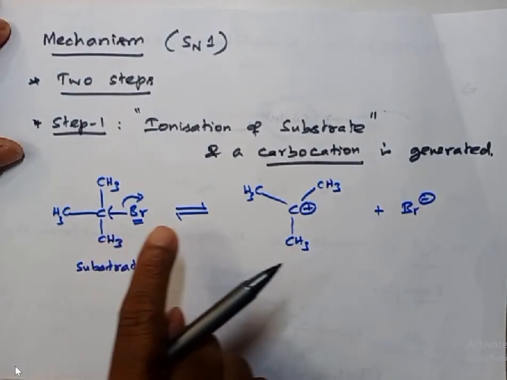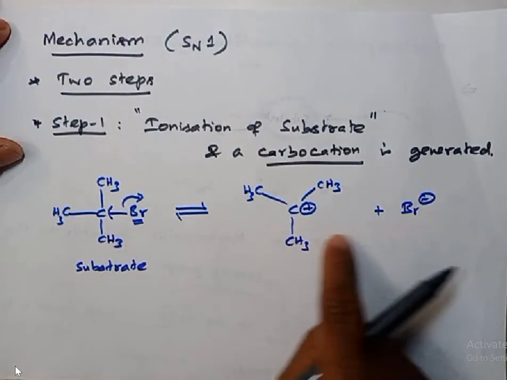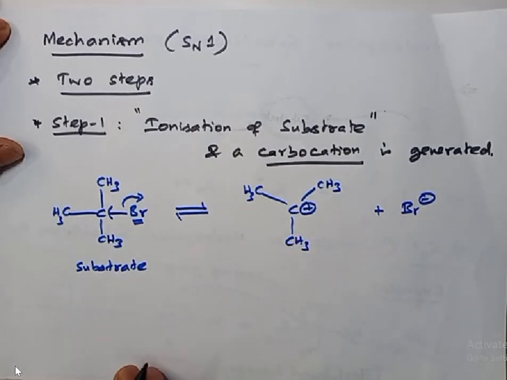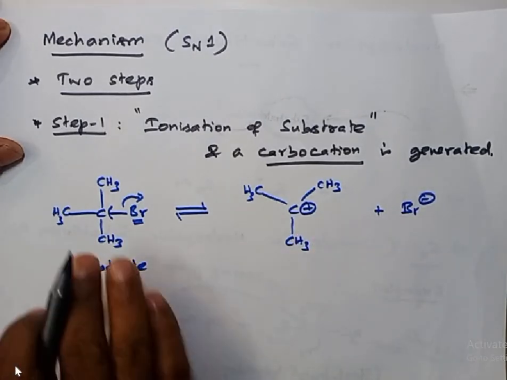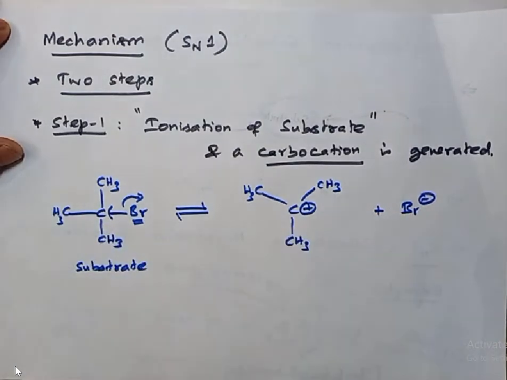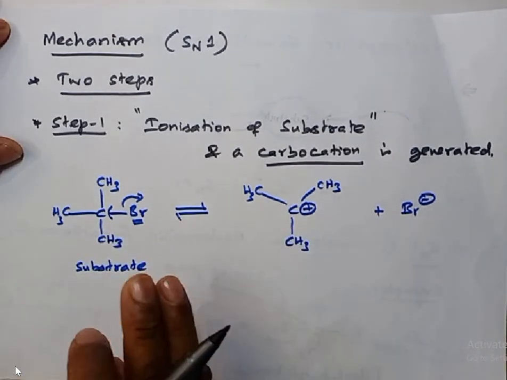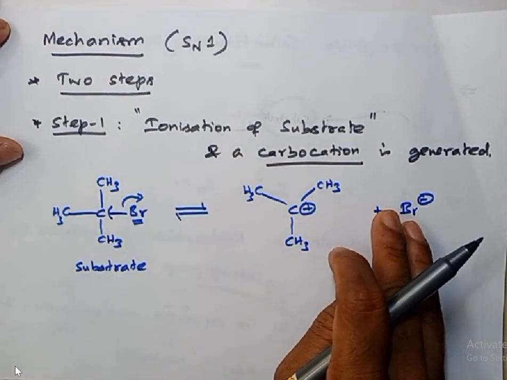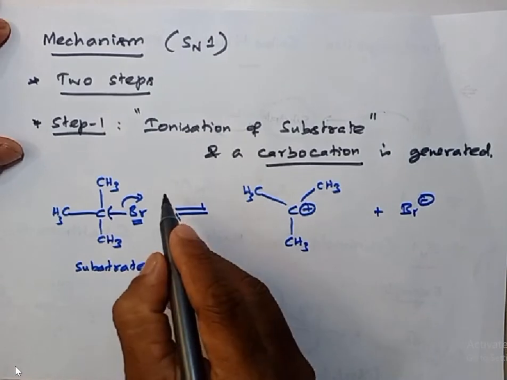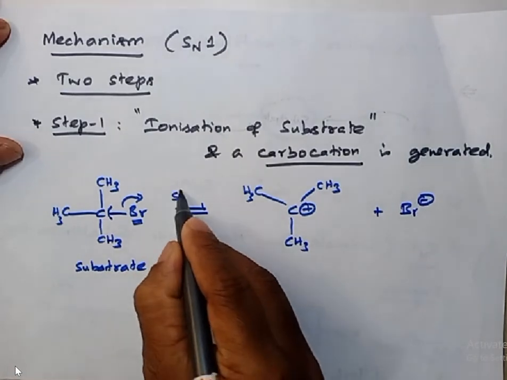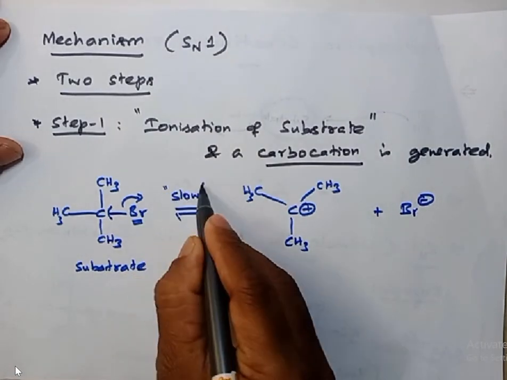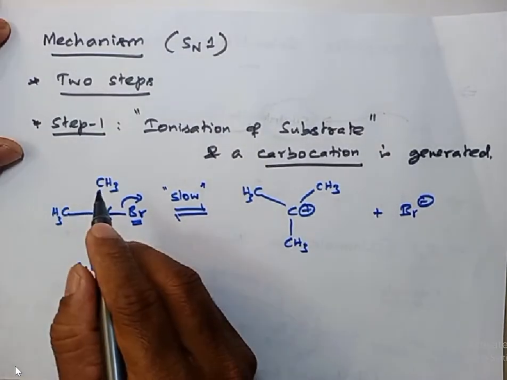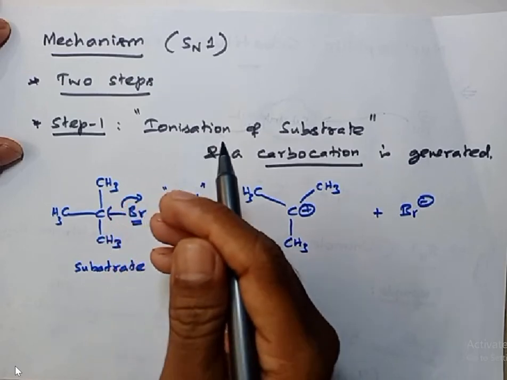The substrate molecule undergoes ionization. Ions are produced. A neutral molecule producing ions, so it is called ionization. Right? In this ionization, we get a carbocation. Students, keep this in mind: the rate of this reaction. Actually, this reaction is a slow reaction, right? You know very well, or if you don't know, just keep this in mind.